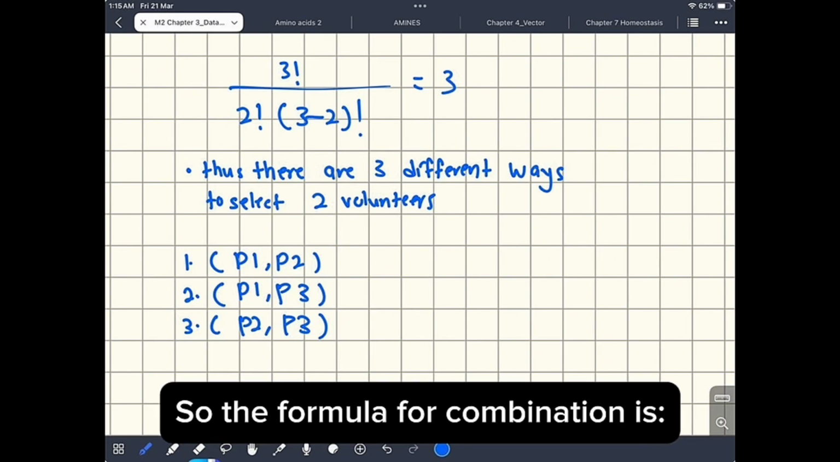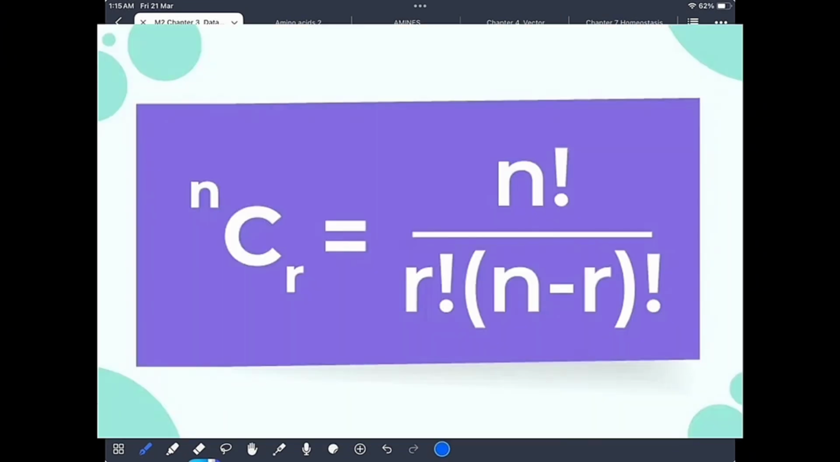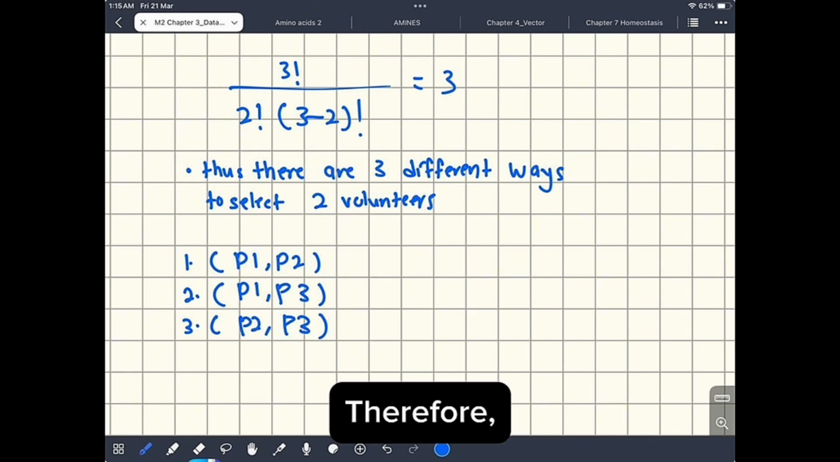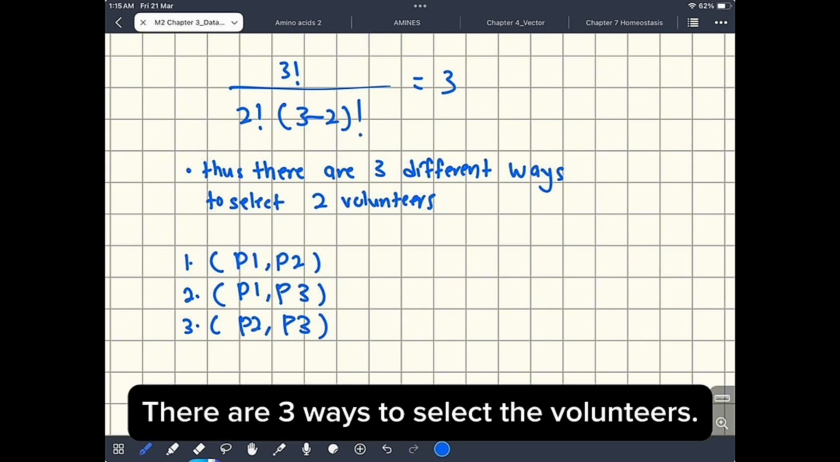So, the formula for combination is n factorial over r factorial, open bracket, n minus r, close bracket, factorial. This equals to 3 factorial over 2 factorial, open bracket, 3 minus 2, close bracket, factorial, which will equal 3. Therefore, there are 3 different ways to select the volunteers.